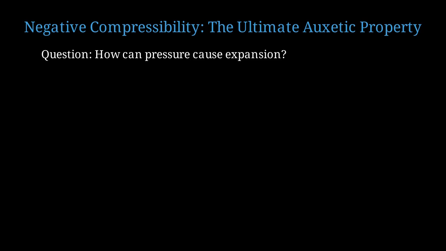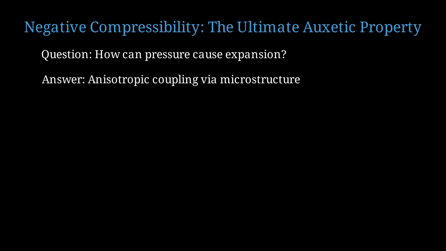Now let's discuss one of the most exotic properties, negative compressibility. This means that when you apply pressure uniformly to a material, instead of decreasing in volume, it actually increases in volume. You might wonder, how can applying pressure cause something to expand? Doesn't that violate everything we know? The answer lies in anisotropic coupling through the microstructure. When pressure is applied in one direction, the internal structure responds by expanding even more strongly in another direction, leading to a net volume increase.